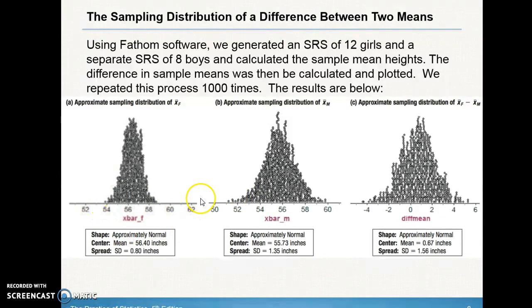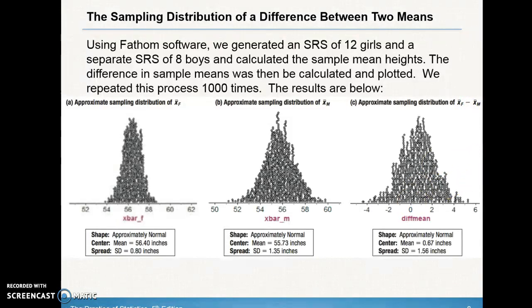Subtract, subtract, subtract, subtract, subtract. Okay, what does the difference in the means look like? Now notice we have a 0 down here. So that means if I took the girl's height minus the boy's height and the mean was 0, that would say, hey, there is no difference in height.